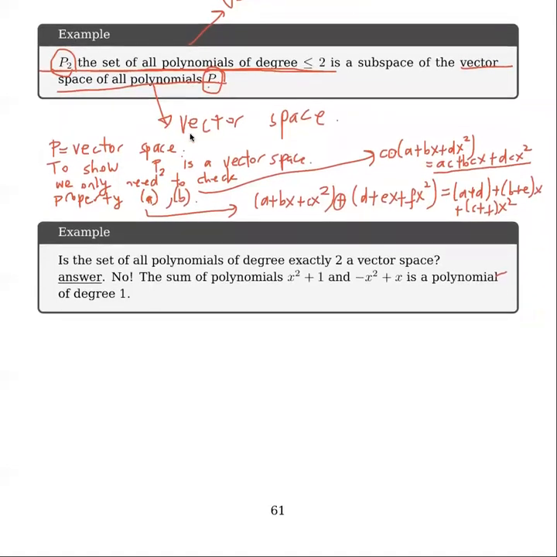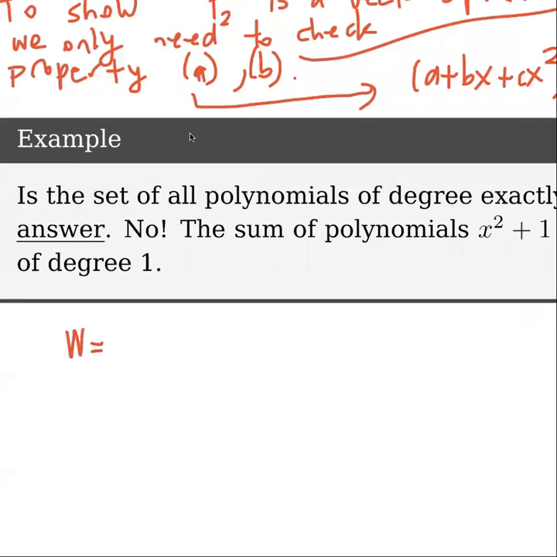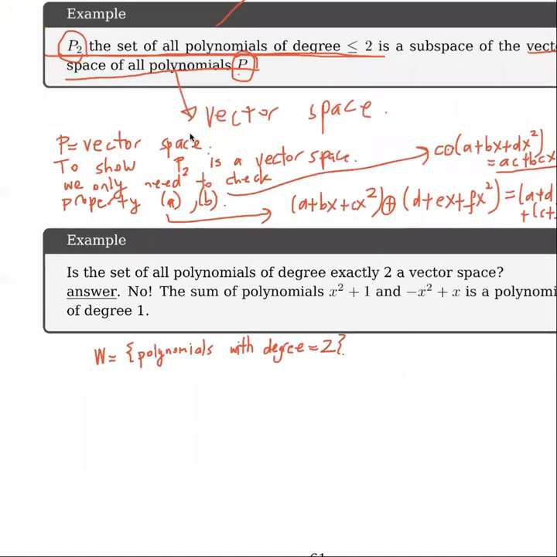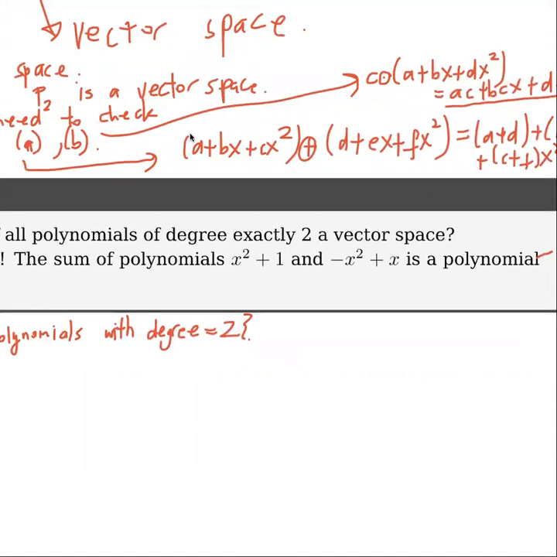Okay, let's look at the next example. This is a non-example, okay? So this is not an example of a subspace. So here, let's take W to be a set of all polynomials with degree exactly 2, okay? So not less than or equal to 2, but exactly 2. So is this a vector space? Is this a vector space with the usual polynomial addition and scalar product?